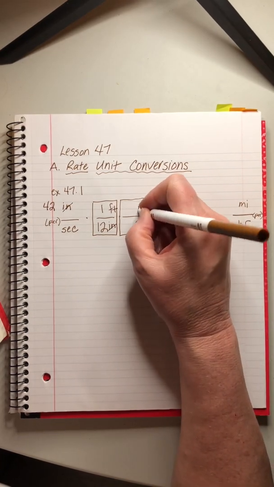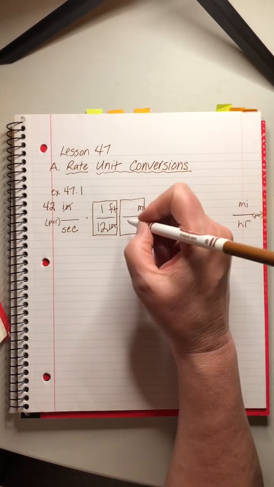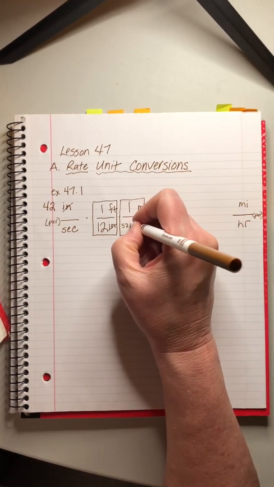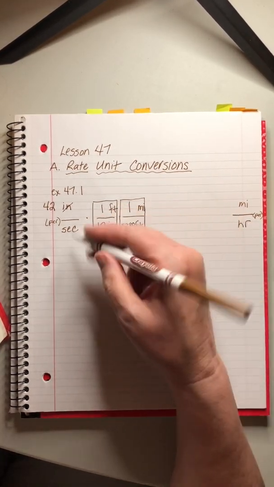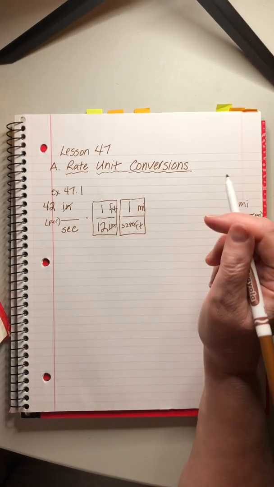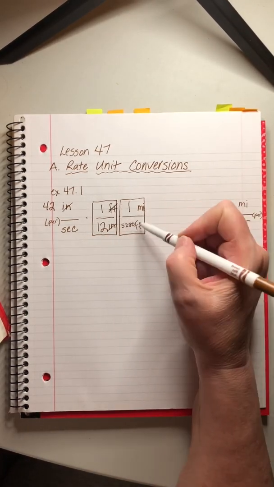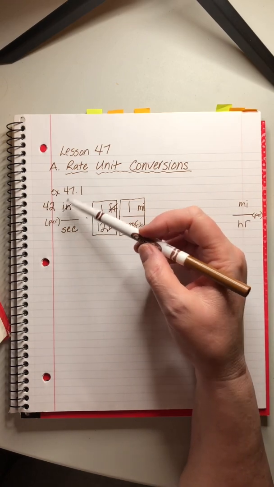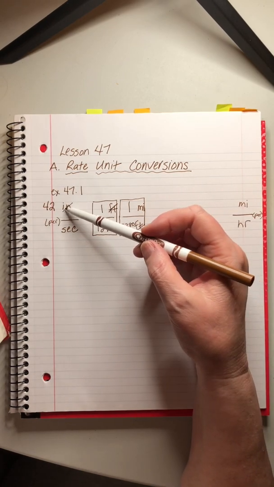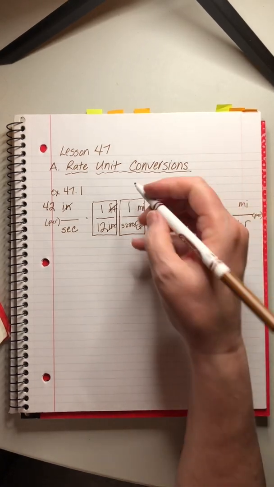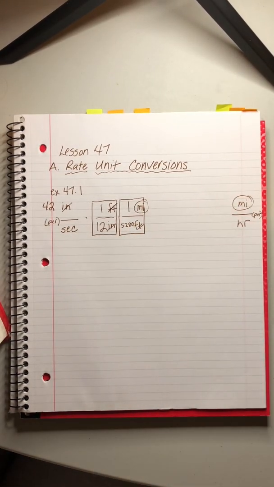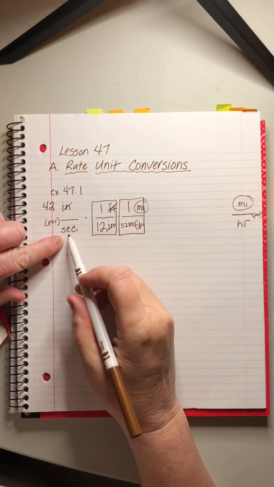Feet down here, miles up here. A mile is bigger, so it gets the one. This is 5280. Please make sure you have those conversion numbers memorized. Feet cancel, and we have now translated our beginning unit of inches to miles, which is exactly where we want to be. We're halfway done with the problem. Now what we have to do is convert seconds to hours.